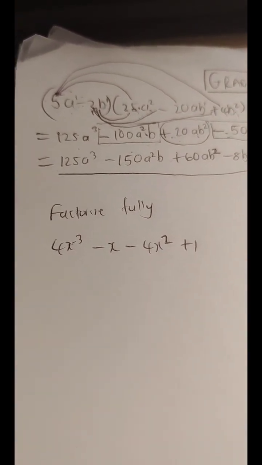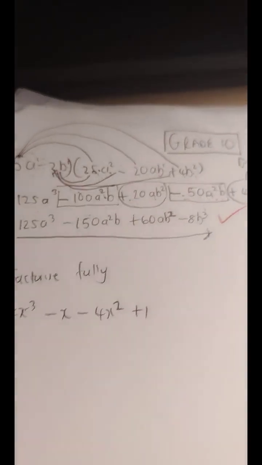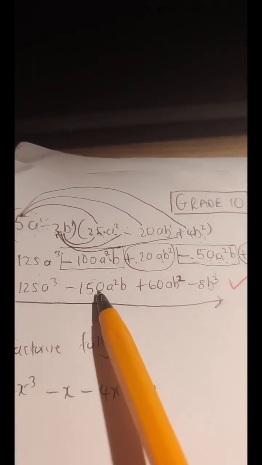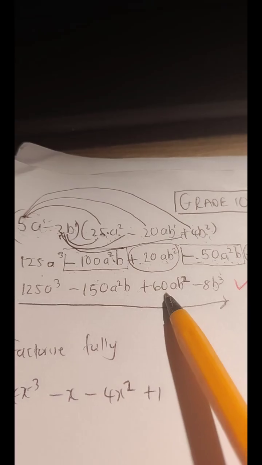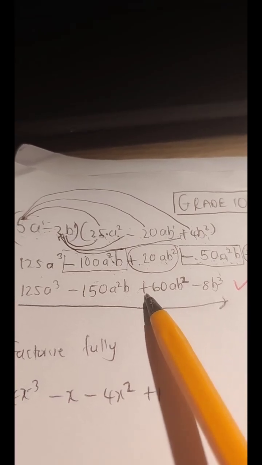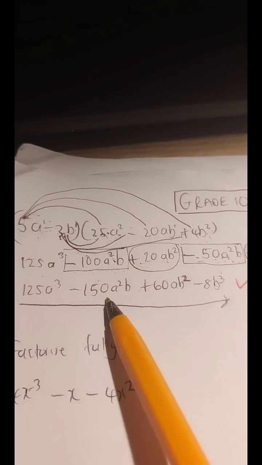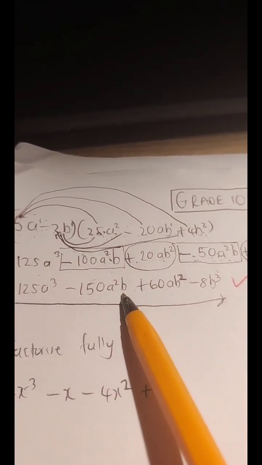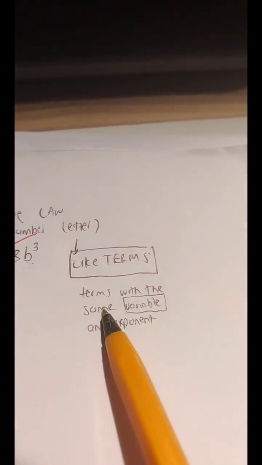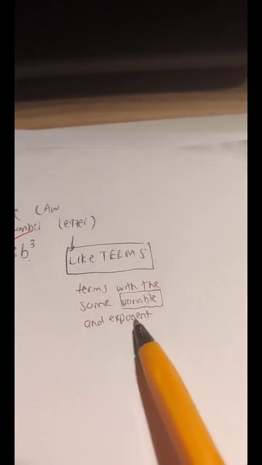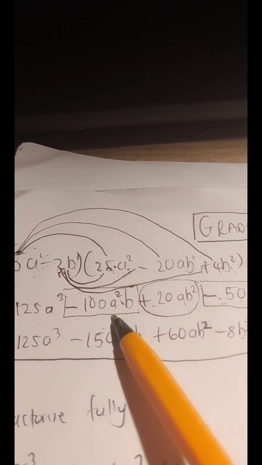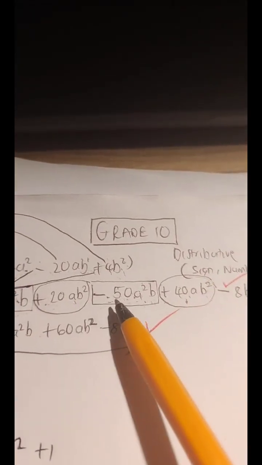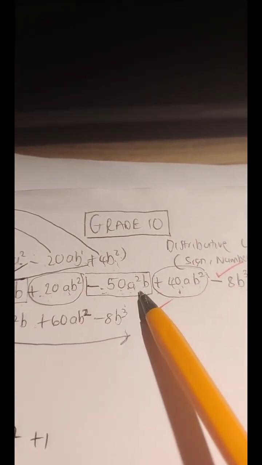Let's see, who's this? Next time, you are saying that 150a squared b plus 60ab squared can be added. No, we can't, next time. We can't, because remember, like terms are terms with the same variable, and the exponent as well needs to be the same. So if you look at the step above, negative 100a squared b is the same kind of term as negative 50a squared b.